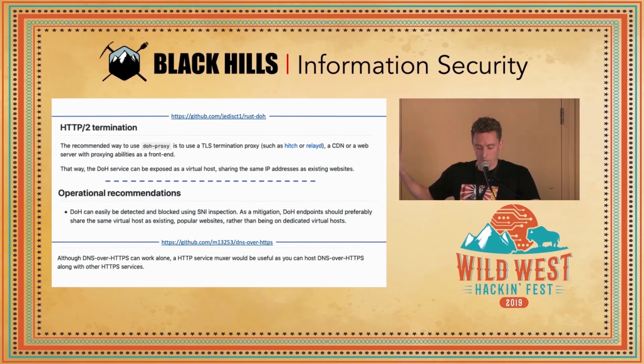Here's some screenshots from various GitHub projects that implement DNS over HTTPS resolvers. I wanted to show you guys these because it specifically mentions the exact thing that we're worried about. The top one, if you can't read it, says the recommended way to use a DoH proxy is to use a TLS termination proxy, a CDN, or a web server with proxying abilities as a front end. This way, the DoH service can be exposed as a virtual host sharing the same IP address as existing websites. So it's trying to get you to run it on a popular existing website.